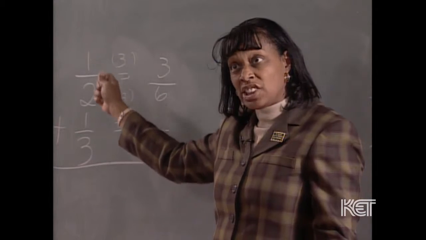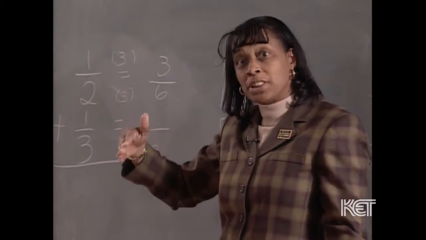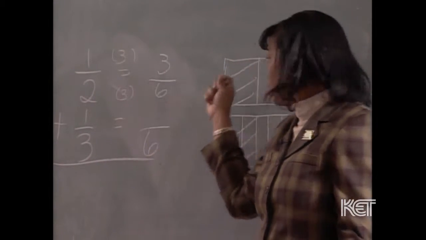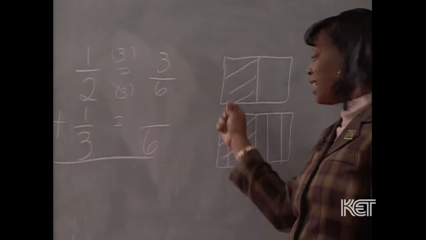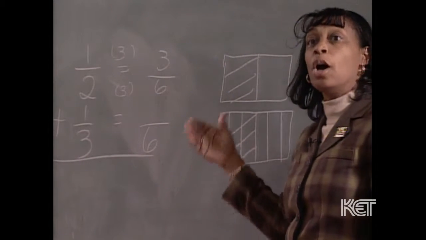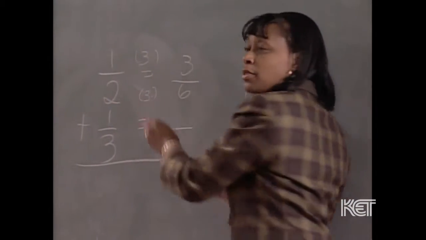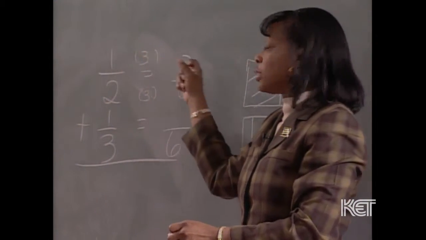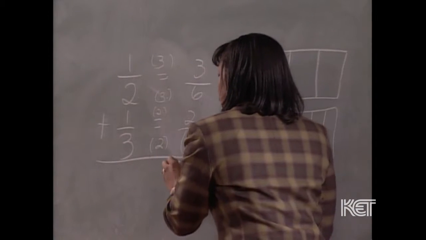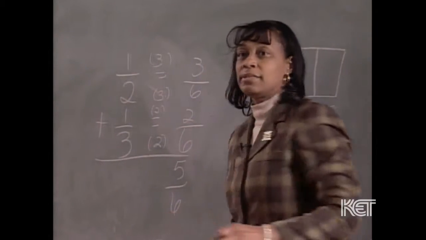So when I said we're not changing the value by multiplying by 1, it is still 1/2 of this rectangle or 3/6 of this rectangle. We change the name so that we can have a common denominator. So 2 times 3 is 6. 1 times 3 is 3. Here we can go ahead and add, that's 5, 6.